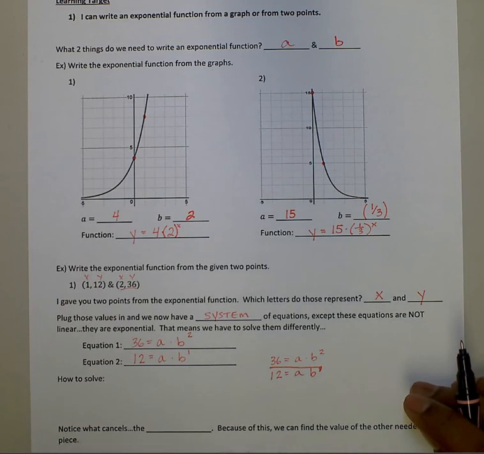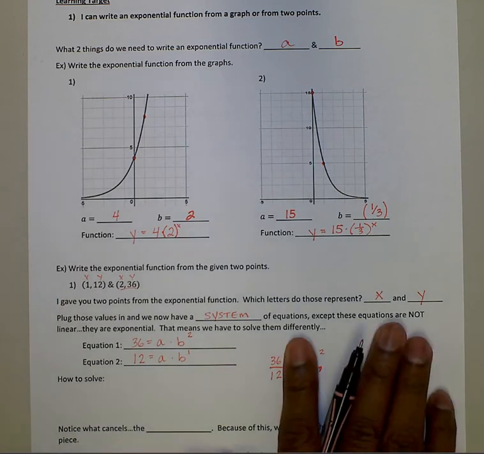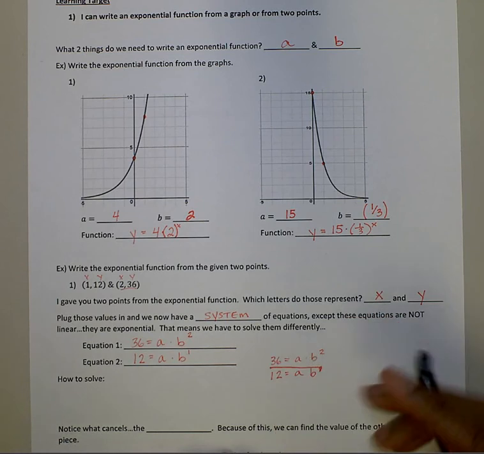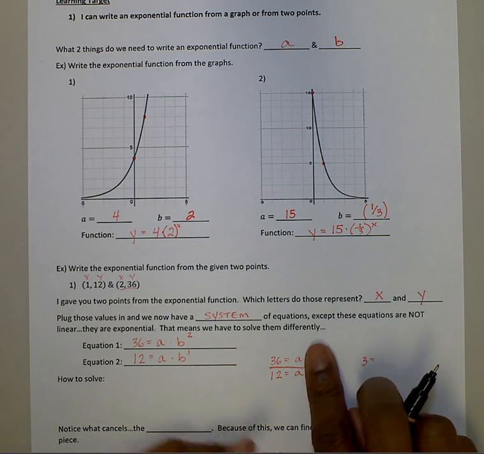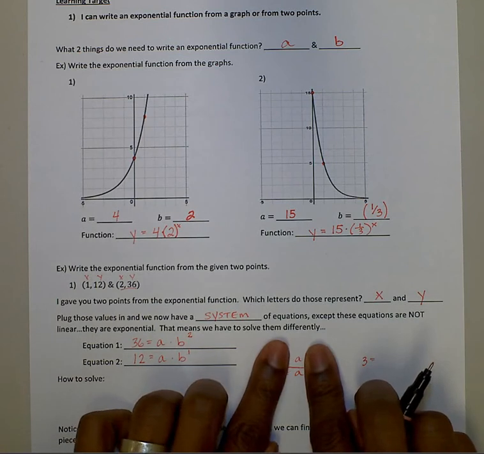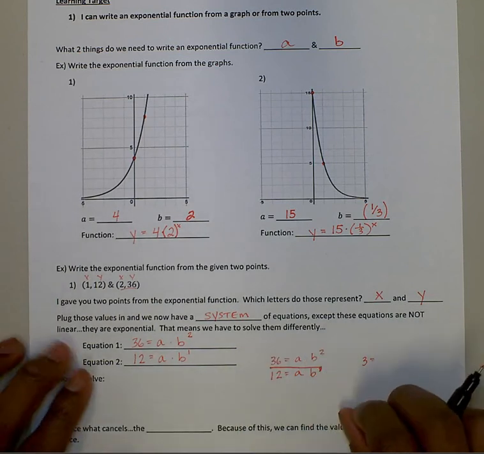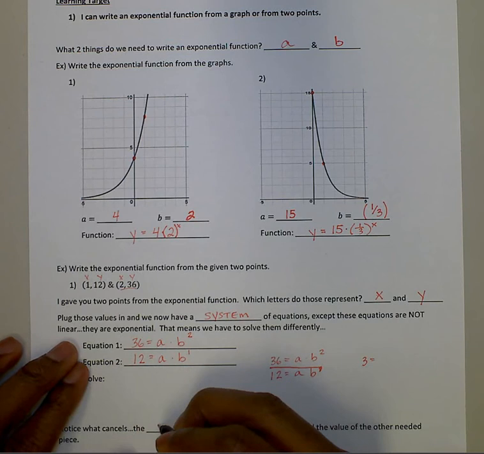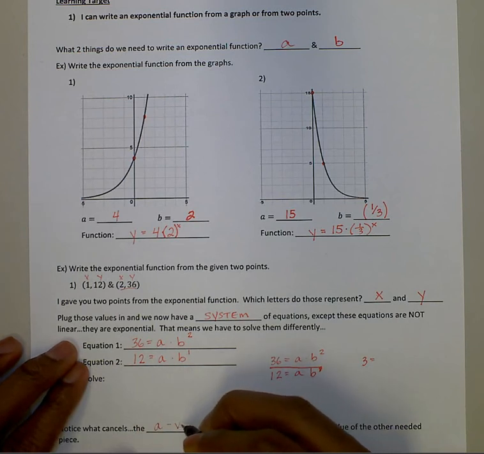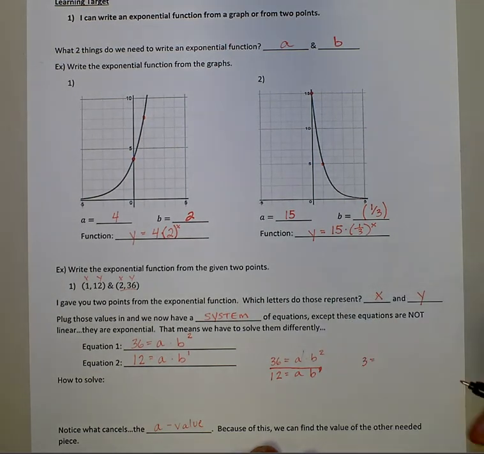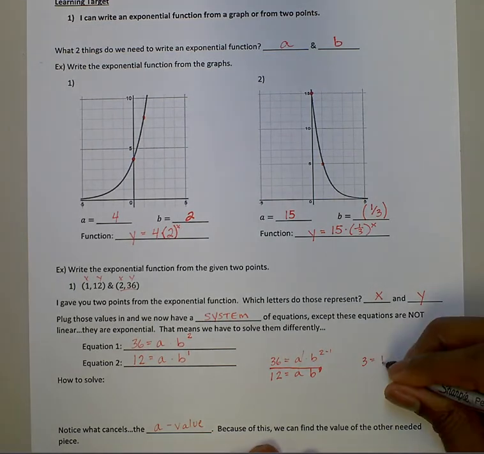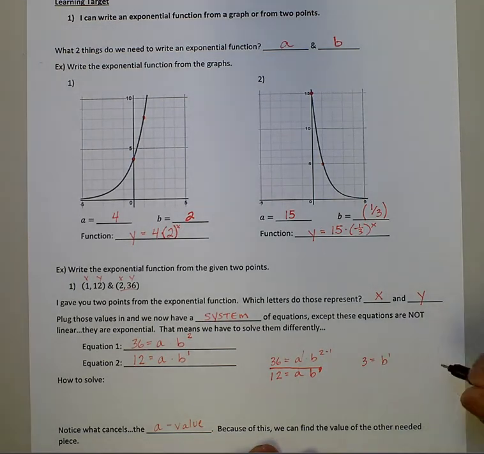So I'm going to go down the line and just divide what's like. 36 divided by 12 is 3. a divided by a cancels out. Notice that the a value gets canceled out. I have b squared divided by b to the first. We divide those, and I'm left with b to the first, if you want to write it that way.